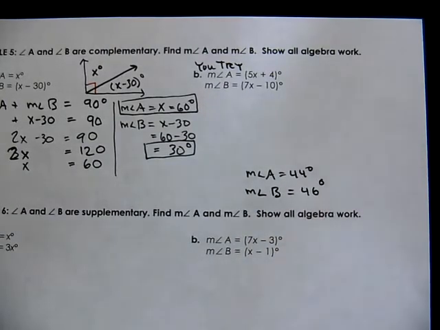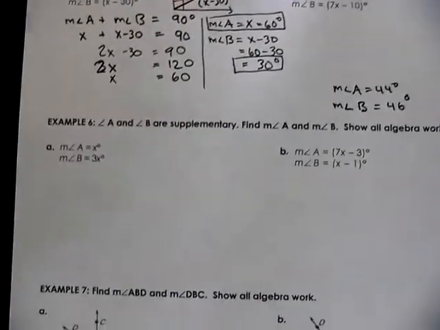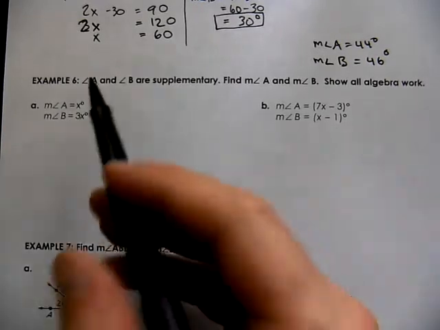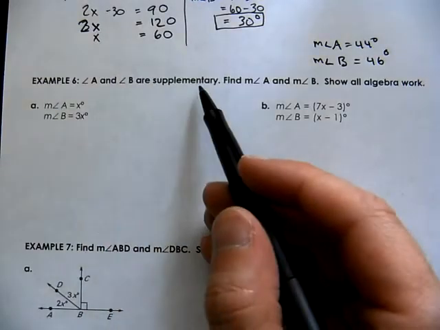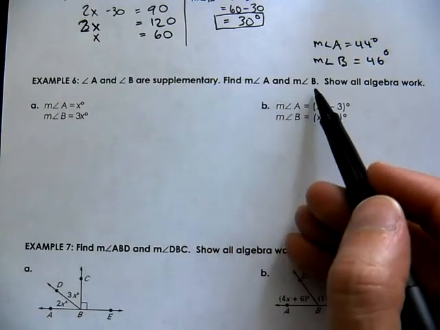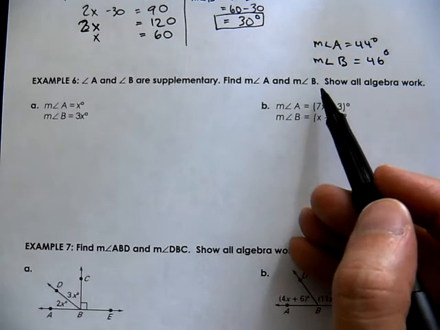Alright, so the answers are 44 degrees and 46 degrees. If you got that, you're doing great. If not, come and show me your work, and I'll guide you through the steps. Here in example 6, we now have A and B are angles that are supplementary. So again, let's find the angles both.